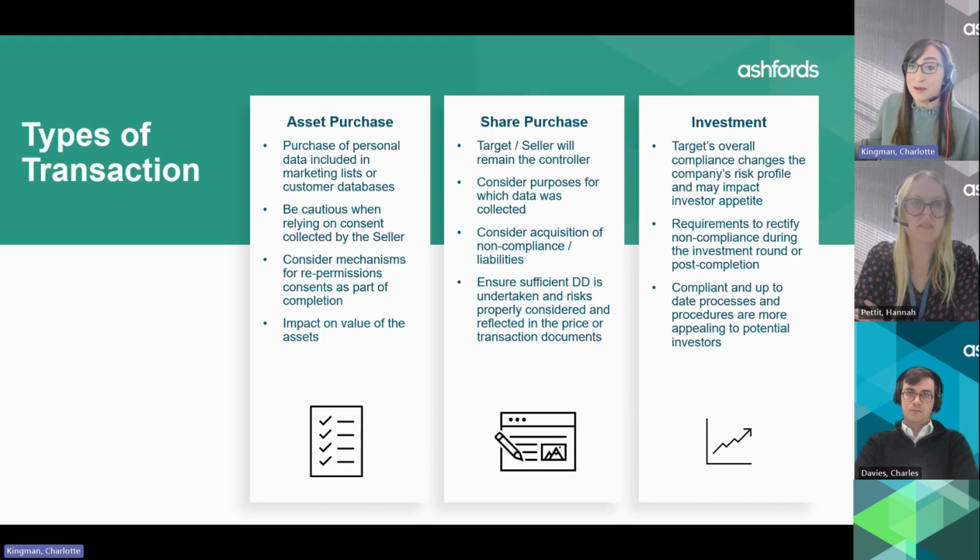There are other options that can be considered as well in terms of the overall structure of the deal. So if the marketing lists and those consents hold real value, then it might be that the seller could look to repermission the consent after exchange, but before completion, and the purchase price could be adjusted accordingly through a clawback mechanism or otherwise. The key takeaway here is that consent does not automatically transfer to the buyer in an asset purchase. So it is something that parties do need to be alive to and tread carefully around, because there is the potential for breaches of data protection law here.